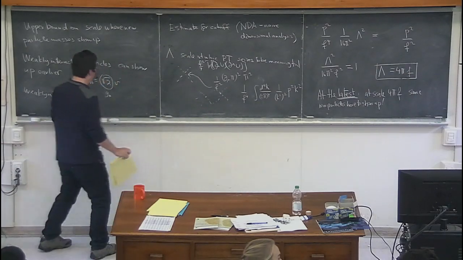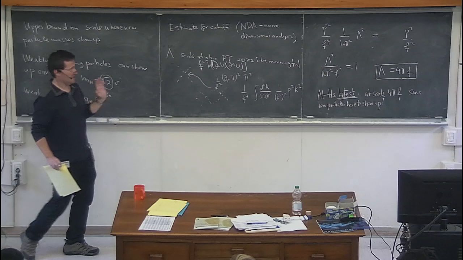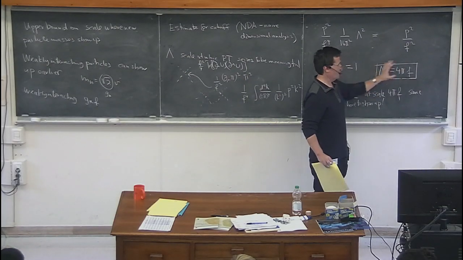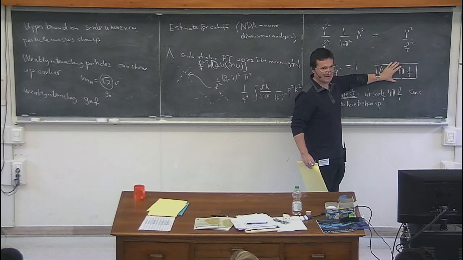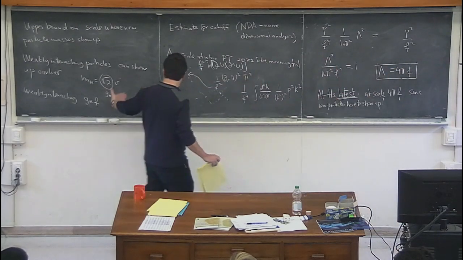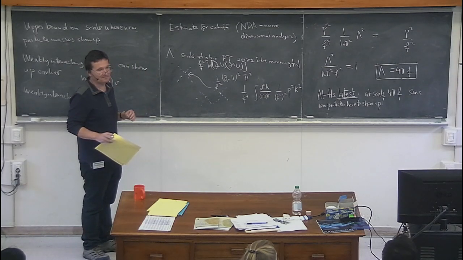There can be lighter states. The expectation is that most of the generic bound states are going to be living at this scale. There could be some that are, for some reason, lighter. That's the generic expectation.